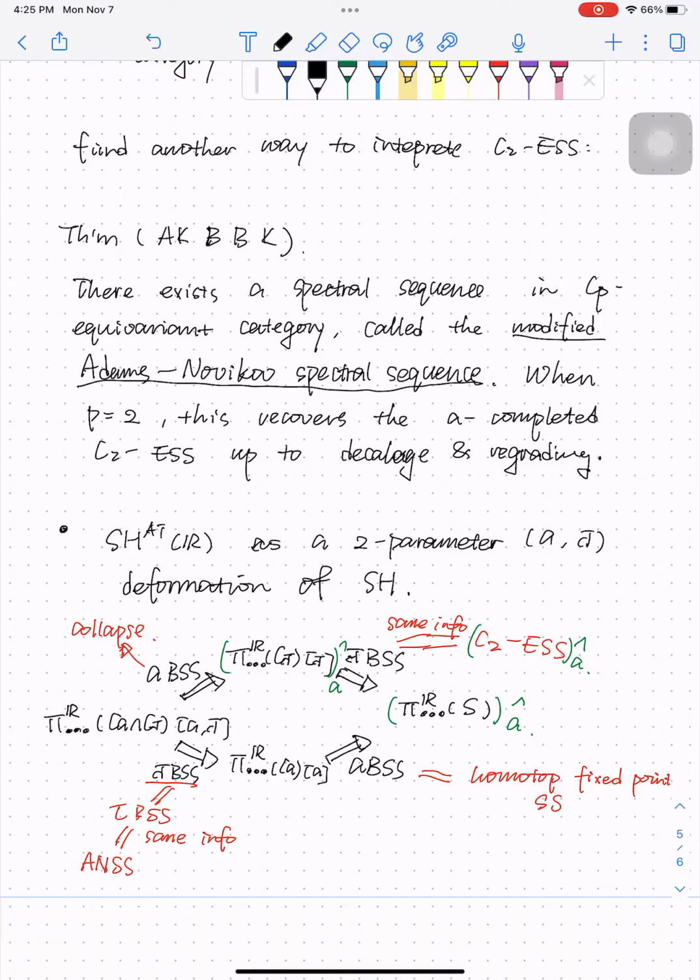As a follow-up, could you say a little bit more about how you get this from synthetic spectra? Is it modules over some particular Adams tower, and which Adams tower? Yeah, the filtered category is modules over filtered spectra, and that filtered spectrum is related to this modified Adams-Novikov spectral sequence.